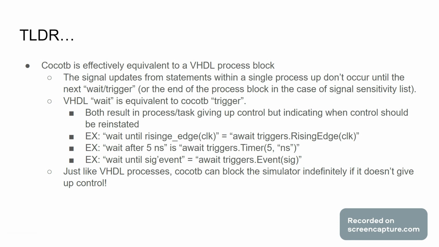Just like VHDL processes, cocotb can block the simulator indefinitely if it doesn't give up control. I'm sure anybody who's made a VHDL test bench has accidentally forgotten to add the wait statement at the end of their process, and if you forget that, the process runs indefinitely. It keeps looping until the simulator crashes. Unfortunately, in cocotb, it's actually worse. If you forget to have a wait on a trigger somewhere in your test or coroutine, it will just block indefinitely in the Python, which causes the simulator to freeze, because while the Python is running, the simulator is not running. Something to keep in mind when you're writing your tests.